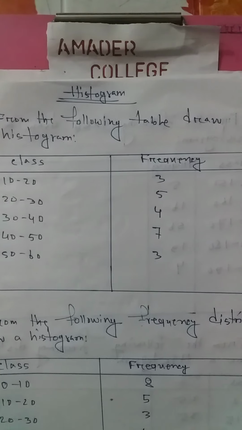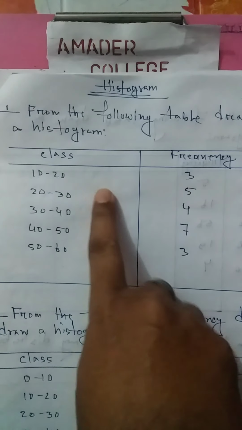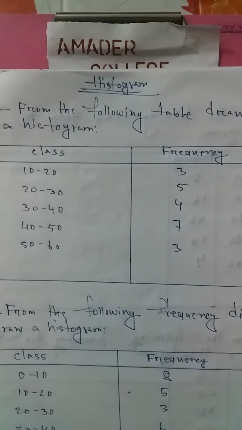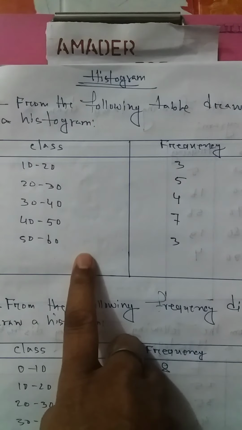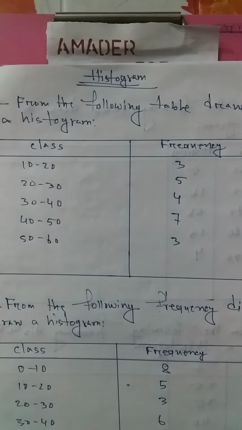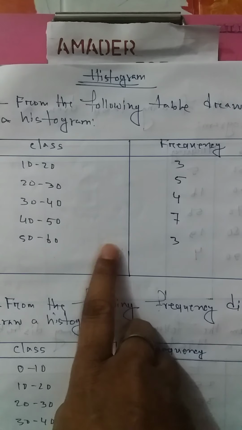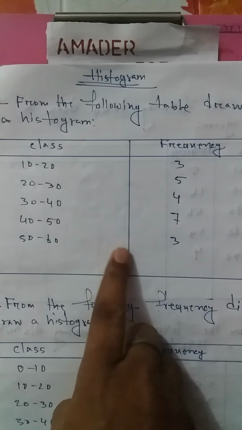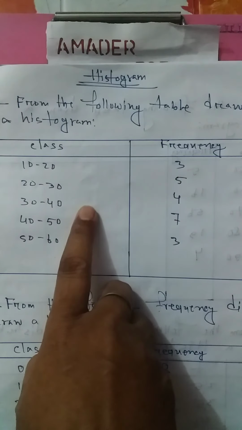Read a question from the following table. Draw a histogram given the class and frequency. At first, when you draw a histogram, carefully look at the frequency distribution, because frequency distributions are given in different types: exclusive method, inclusive method, equal class interval, unequal class interval. So at first see which method is given in the frequency distribution.